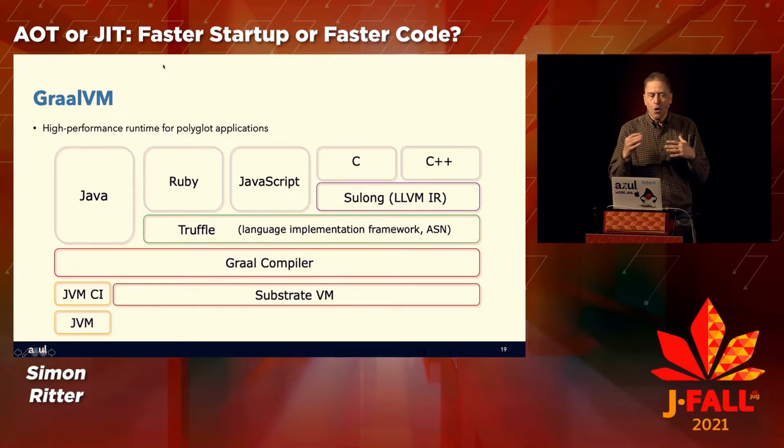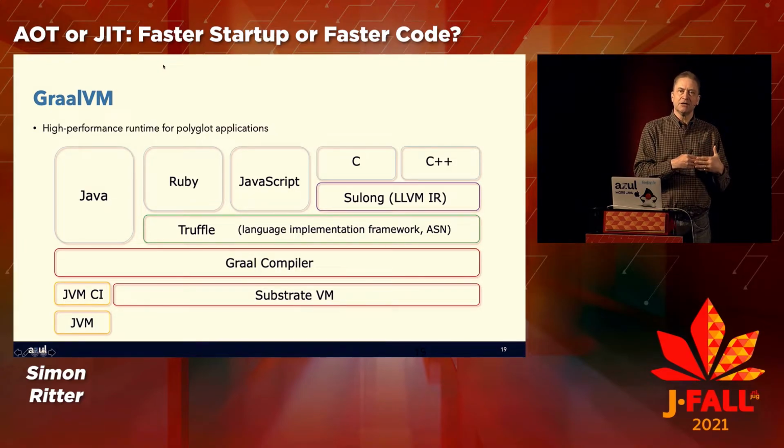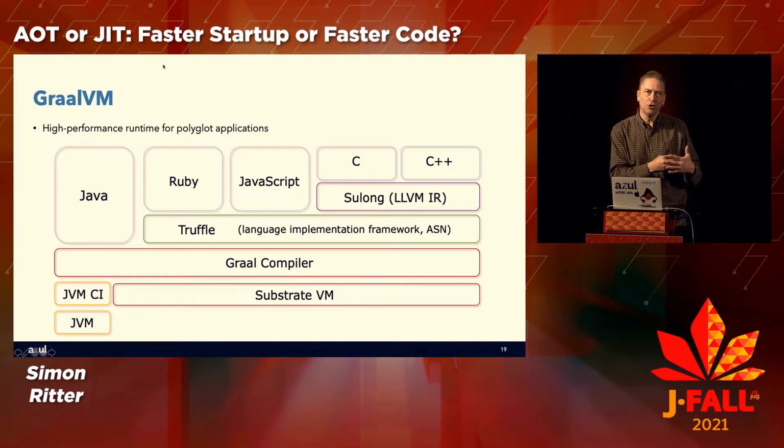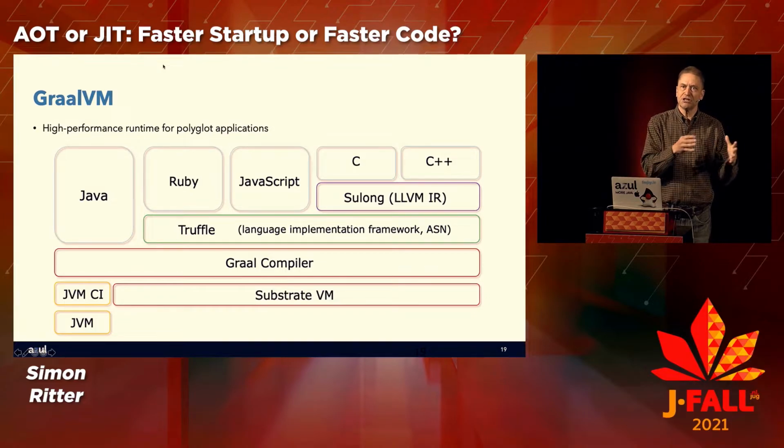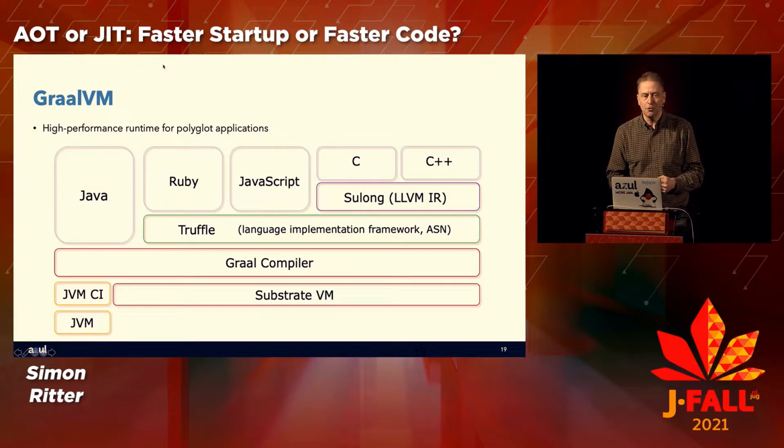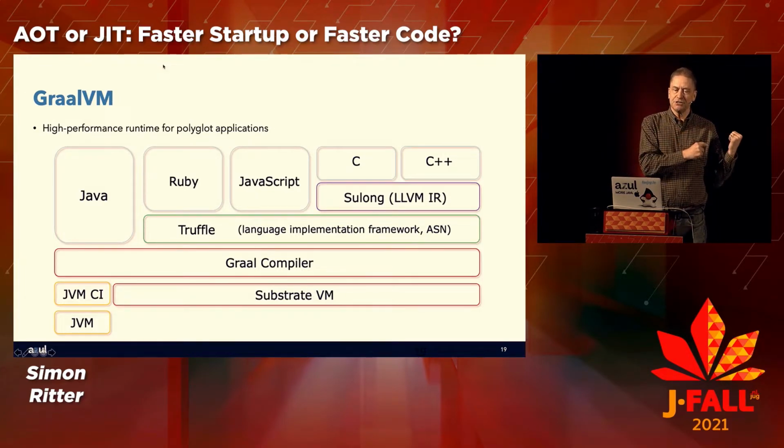Okay. One of the big things about Graal is it is designed to be polyglot and run lots of different languages, not just JVM-based languages like Scala, Kotlin, Clojure, and so on. You can run all sorts of different languages, and as you can see from the diagram here, there are different pieces involved.